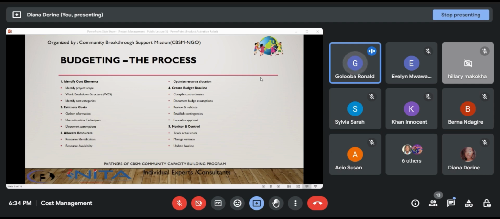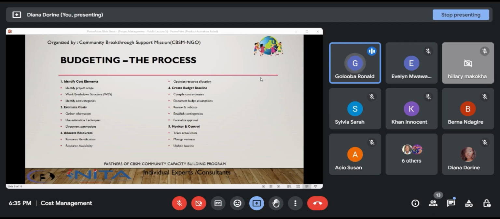Then you formalize your approval. You obtain a formal approval of your budget from relevant stakeholders. And once you have this, then that means that your budget is aligned with the project goals, constraints, and funding requirements. So that's it under creating the budget baseline, which is basically the budget, what we call the budget document.